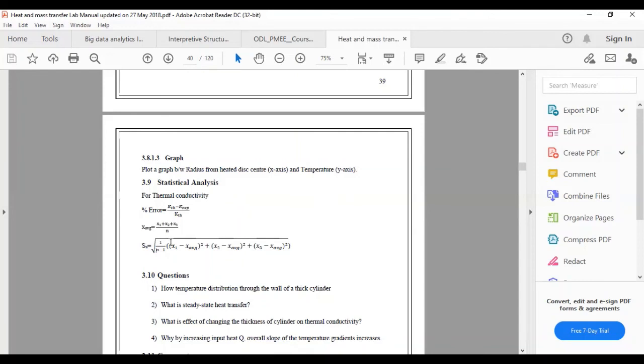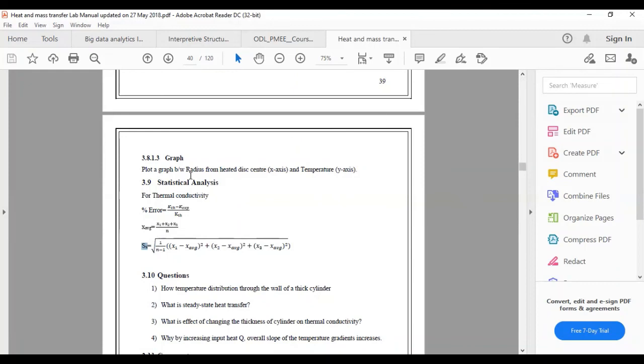Finally, there is the standard deviation. As per the formula, you take the difference of the first reading with the average, then the second with the average, and then the third with the average. You square them and divide by n minus 1, where n is the number of observations you have made in your readings, and then you take the square root of all of these values to calculate the standard deviation. So now you have got the standard deviation.